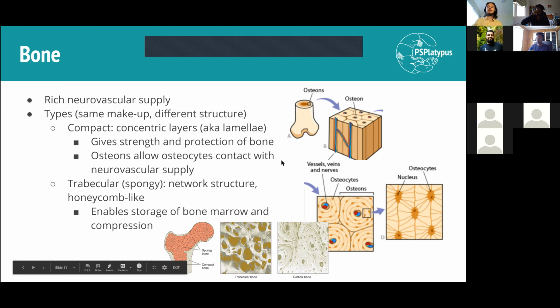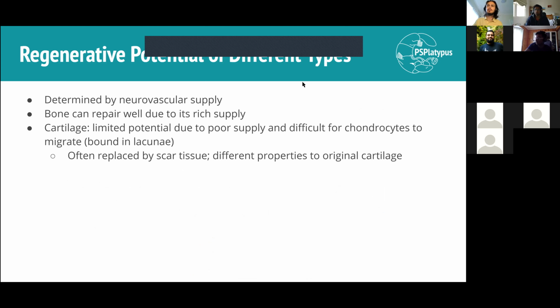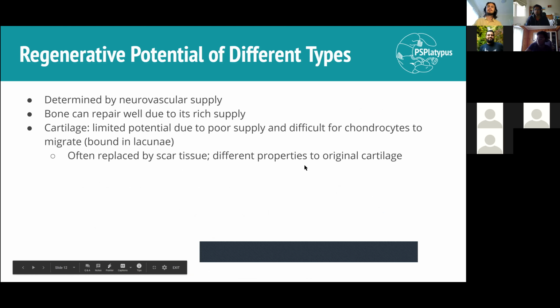On top of that, compact bone is organized into these things called osteons. These cylinders allow the osteocytes, these bone cells, as you can see in these orange parts here, to have contact with that neurovascular supply. And this all ties into the regenerative potential. So in terms of tissue healing, bone can actually repair quite well due to its rich supply, whereas cartilage has only a limited potential, and that's due to its poor supply and those lacunae.